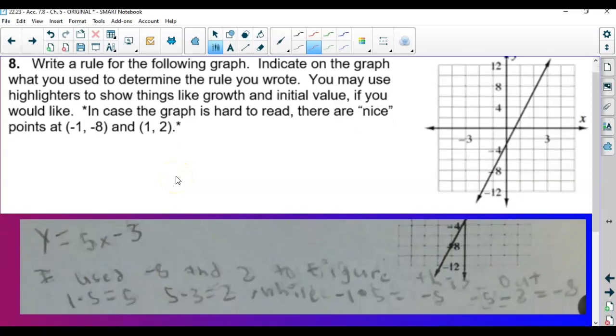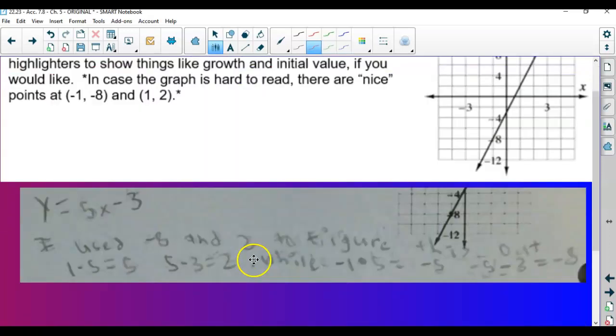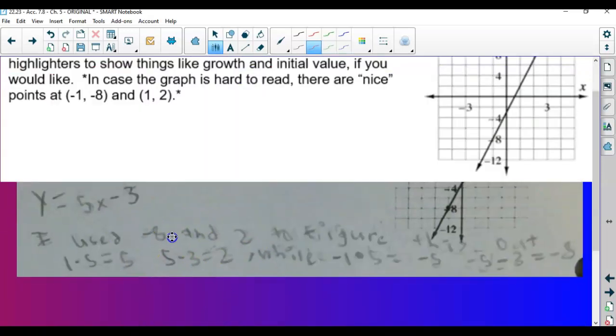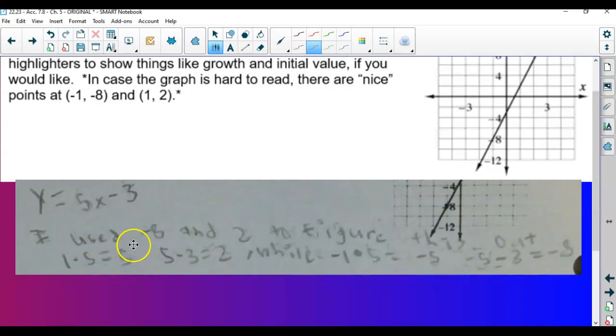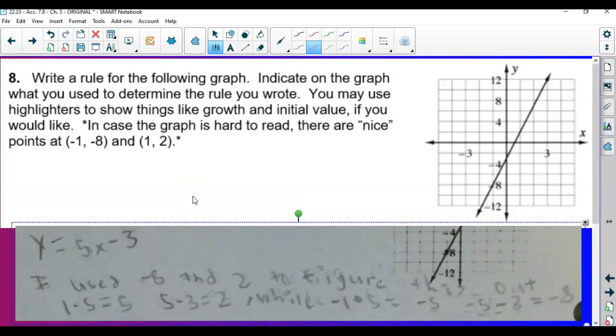In 8, I loved this response, and actually I got so into it that I didn't even copy another response over. I used the -8 and 2 to figure this out because 1 times 5, 5 minus 3, well, -1 times 5. So they thought out loud, right? Or like thought on the paper. And that was why I gave you those 2 tiles of -1, -8, because that is here. And then 1, 2 is there.